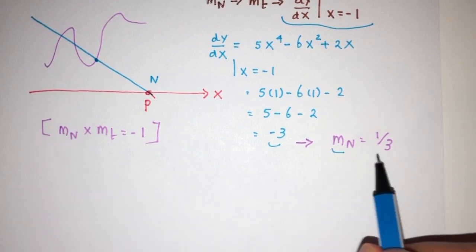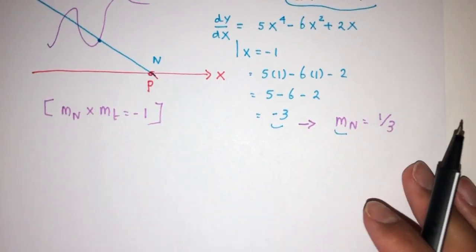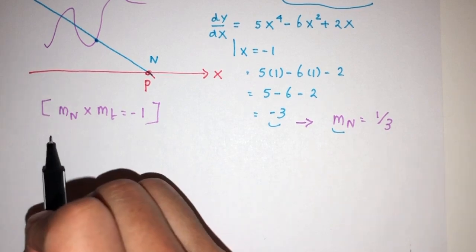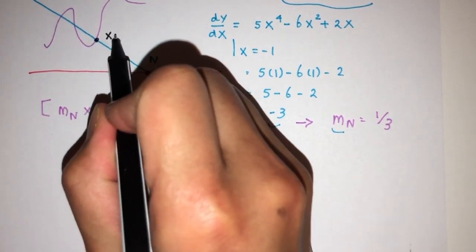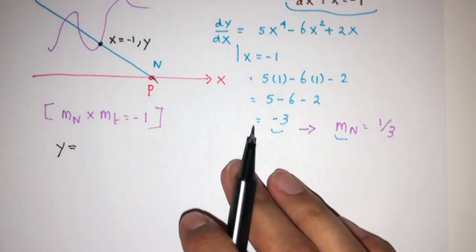You will get this as your gradient of normal. Okay, now what's next? Now, to find the equation of normal, we have to find a passing point. We know the value of x here is equal to minus 1, but what is the value of y? Replace back in the main equation, that will give you what?